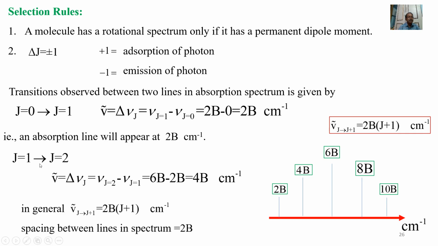And j equals 1 to j equals 2, again we will have del nu j, which is equal to nu j equals 2 minus nu j equals 1, which is equal to 6B minus 2B. We have to use this formula, 2B(j plus 1) centimeter power minus 1. So we will have 4B. So in general, the wave number is equal to 2B(j plus 1) centimeter power minus 1. Look at here. Here it is the first one, 2B, and here it is 4B, and the next line will be 6B. The spacing between two lines in the spectrum is nothing but 2B, where B is the rotational constant.